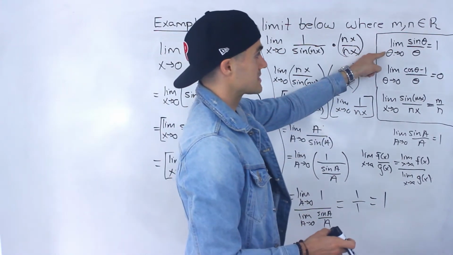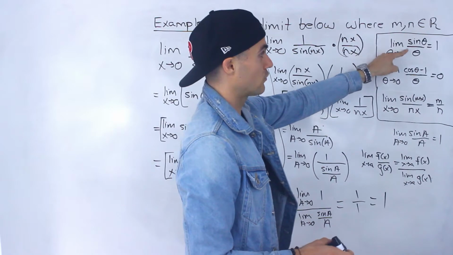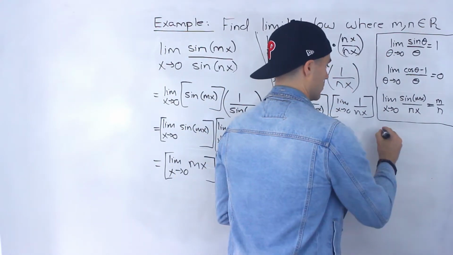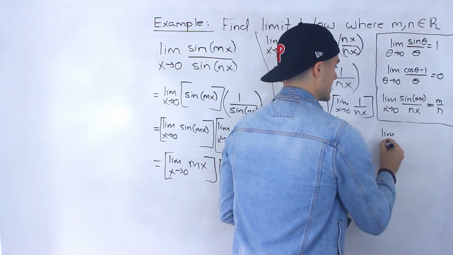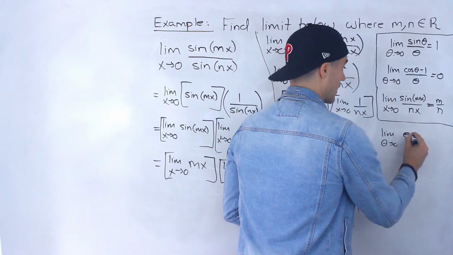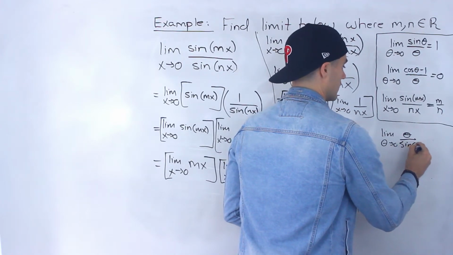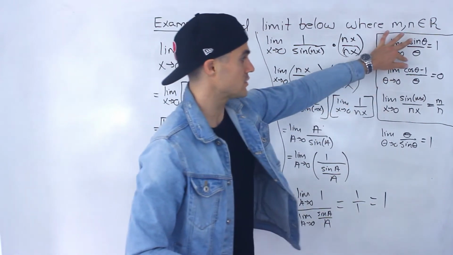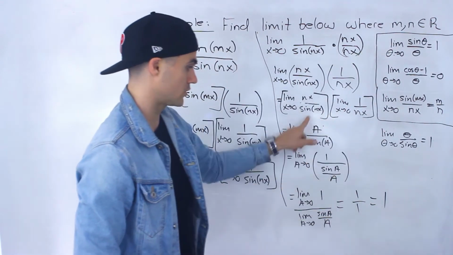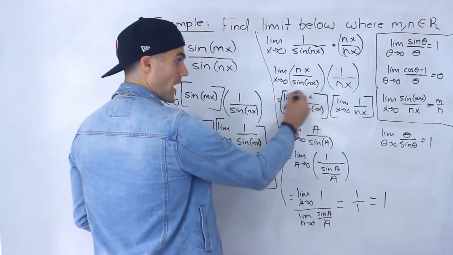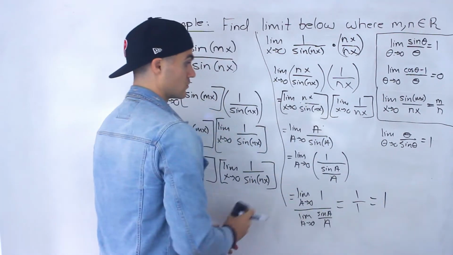When you have the limit as theta approaches 0 of sine theta over theta equals 1, well, also the limit as theta approaches 0 of theta over sine theta is also equal to 1. So you could flip these, and to show that work, you can just follow these steps here. So this bracket here simplified to 1.